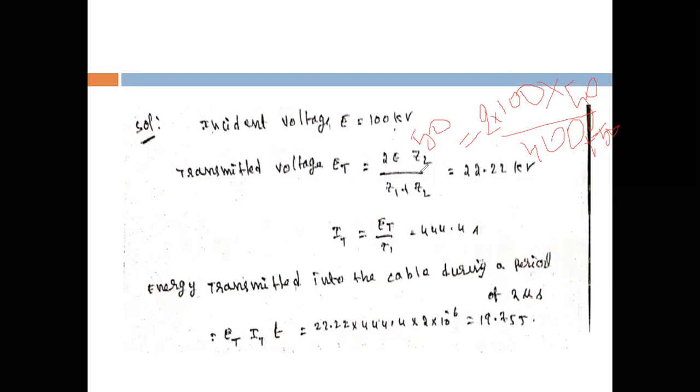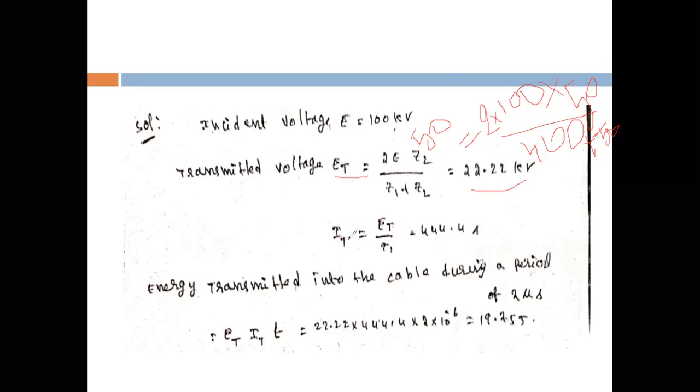Therefore 2E Z2 by (Z1 plus Z2) is equal to 2 into 100 into 50 by (400 plus 50), that is equal to 22.2 kilovolts. This is the transmitted voltage.